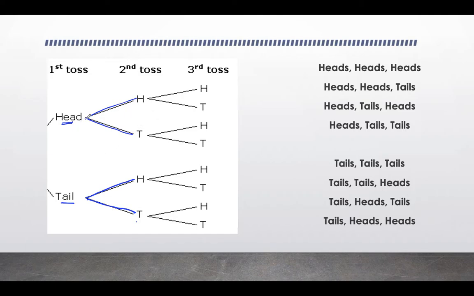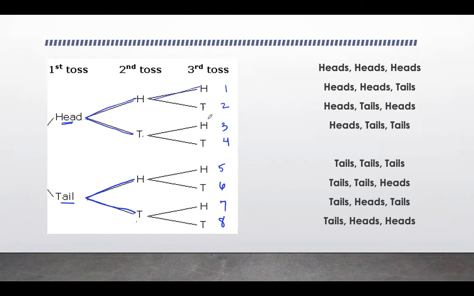So if I had heads the first toss, heads the second toss, my third toss could still either be heads or tails. If I continue that idea through my other options, you will find that I have a total of heads, heads, heads, 1; heads, heads, tails, 2; heads, tails, heads, 3; heads, tails, tails, 4; tails, heads, heads, 5; tails, heads, tails, 6; tails, tails, heads, 7; and tails, tails, tails, 8 possible outcomes.